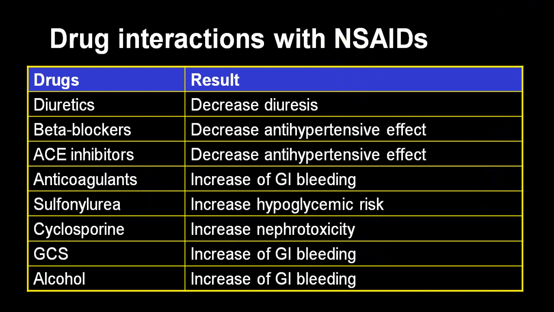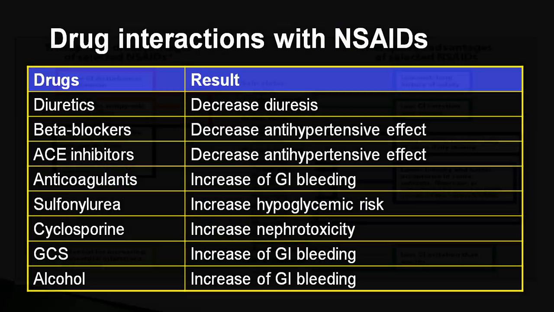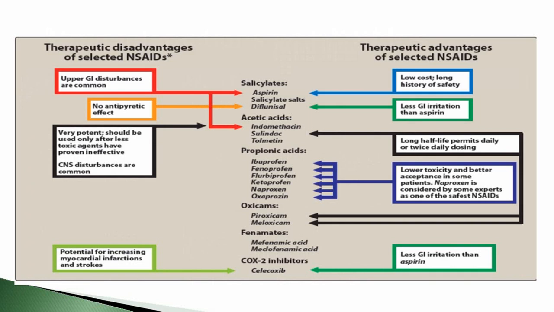Cyclosporine, alcohol can increase GI bleeding. So these are the drug interactions you should keep in mind when you are using NSAIDs. So there are therapeutic disadvantages, there are therapeutic advantages. If you are interested, you can just go through a little bit. So I mentioned some of the drugs. There are some advantages, some disadvantages.